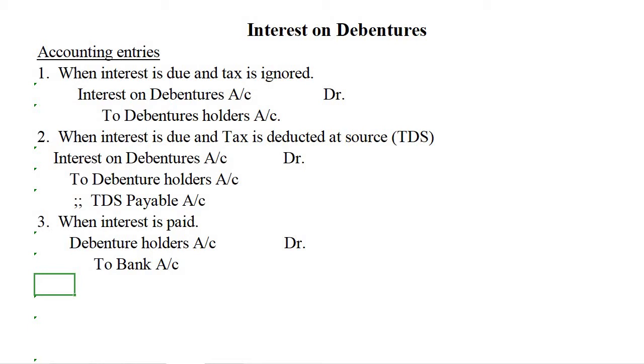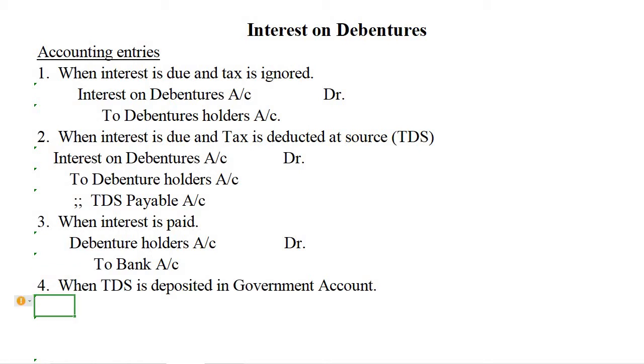Okay. So we have TDS payable with us. This we have to pay to the government. For that we have to pass the next journal entry. And the next journal entry we will write like this: when the TDS is deposited in government's account, the journal entry will be TDS payable account debit to bank. Okay. So that is the journal entry.